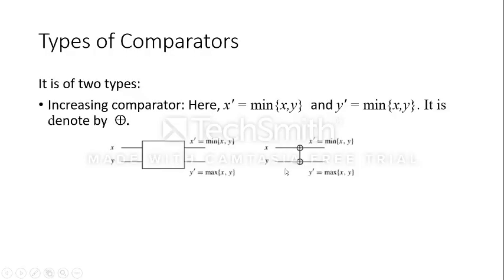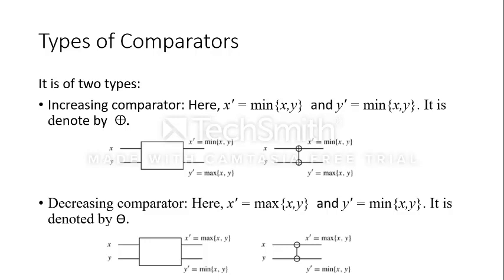Now it can be further divided into the increasing comparator and the decreasing comparator. If the values x and y are given, then in the increasing comparator x prime will hold the minimum value as the output, while y prime will hold the maximum value. Similarly, with the decreasing comparator, x prime will hold the maximum value, while y prime will hold the minimum value.